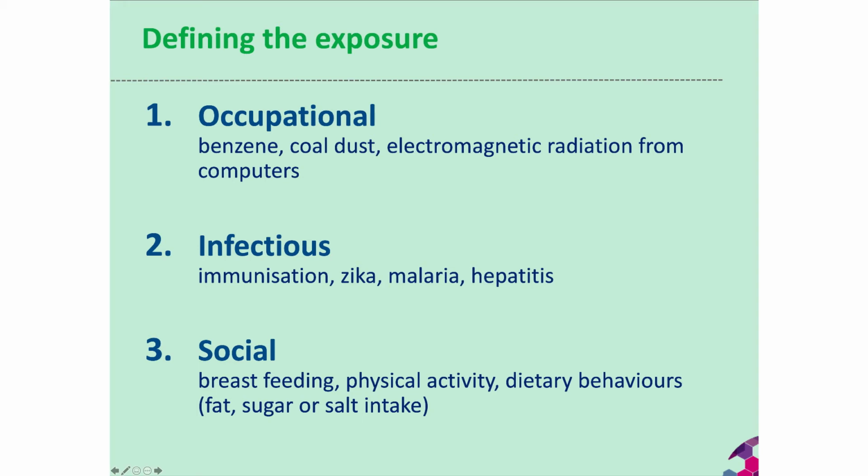What kinds of exposures can we look at in cohort studies? We can look at occupational exposures: benzene, coal dust, electromagnetic radiation from computers. We can look at infectious exposures: immunization, Zika, malaria, hepatitis, for example. And we can look at social exposures like breastfeeding, physical activity, and dietary behaviors.